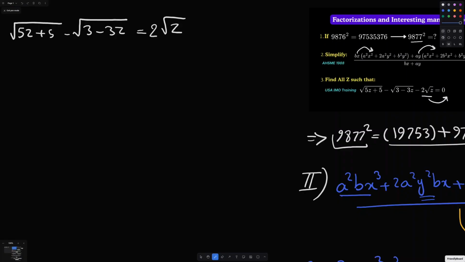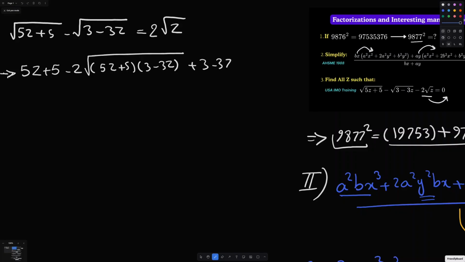So let's just take everything to the power of 2. If I take everything to the power of 2, I'm going to get 5z plus 5 minus 2 multiplied by 5z plus 5 multiplied by 3 minus 3z plus 3 minus 3z equals 4z. Because this is going to the power of 2, everything goes.